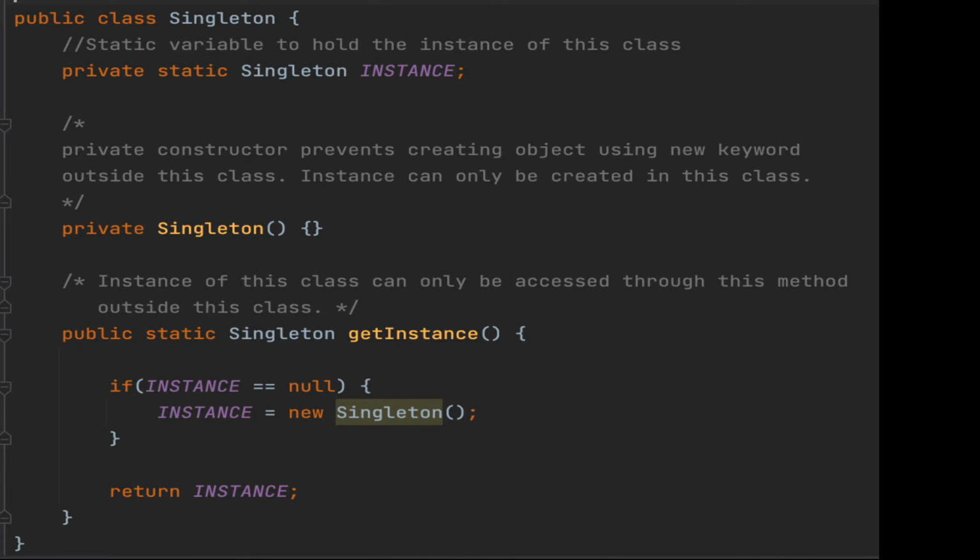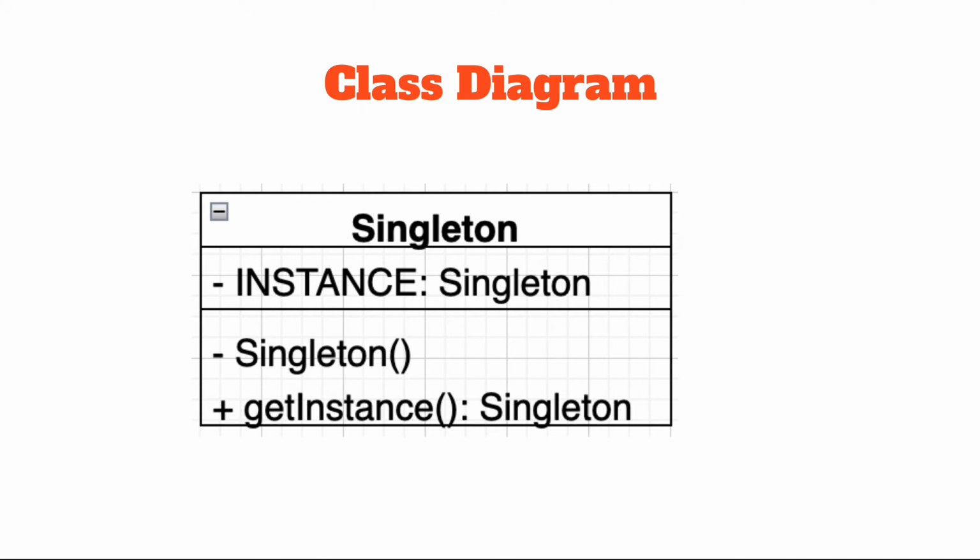Let's see its class diagram. The class diagram is pretty straightforward. We have one instance variable, which holds the instance of this class, and we have the private constructor, and we have this public static method getInstance which returns the instance of this class, right? So this is the class diagram of the singleton class.